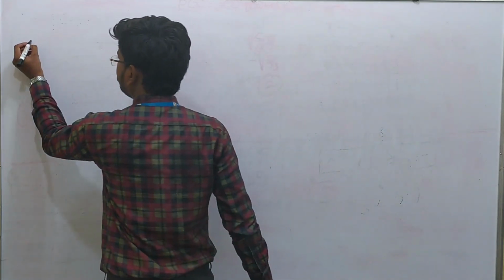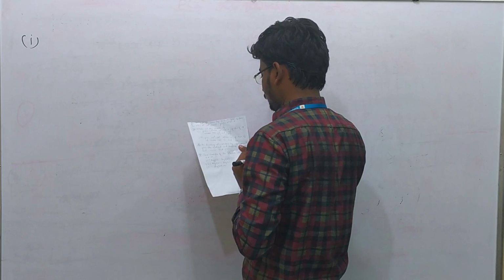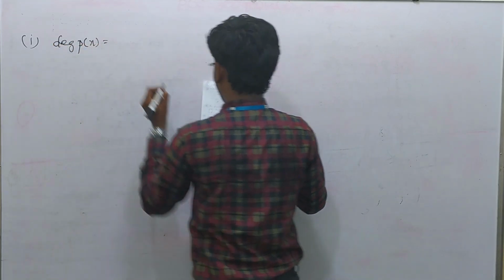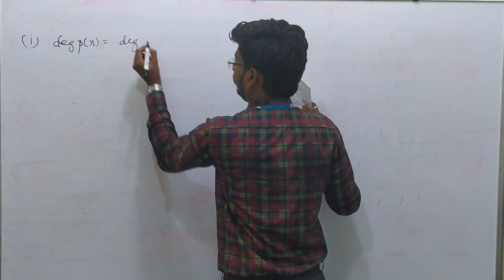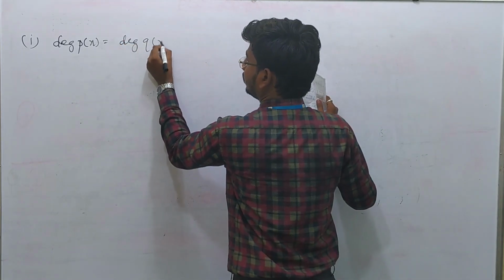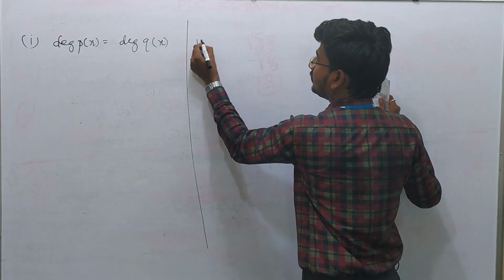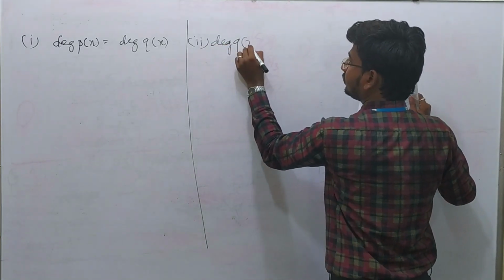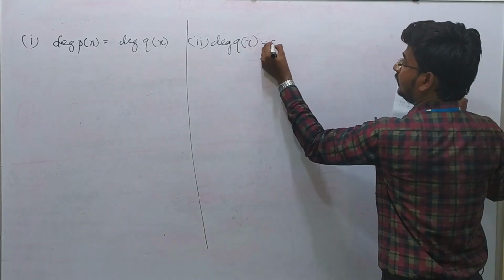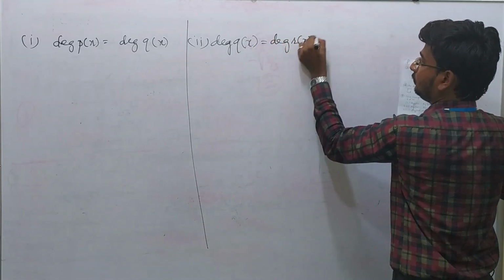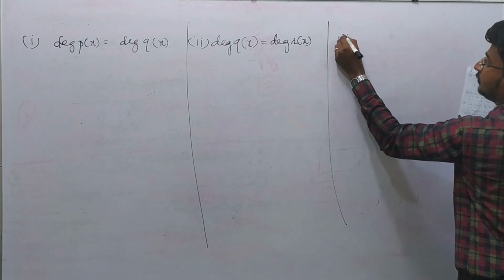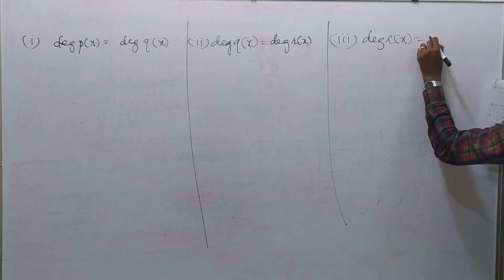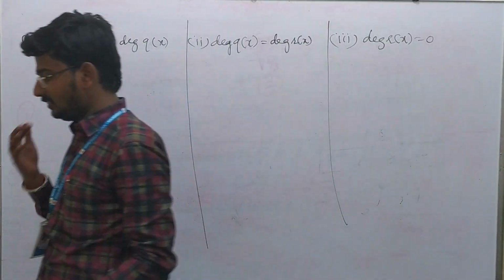There are three conditions which I have to satisfy. First one is degree of p of x should be equal to degree of q of x. Second condition, degree of quotient q of x should be equal to degree of remainder r of x. And finally, the degree of remainder should be equal to 0. So I have to satisfy these conditions.